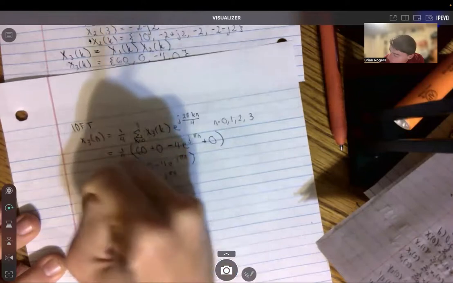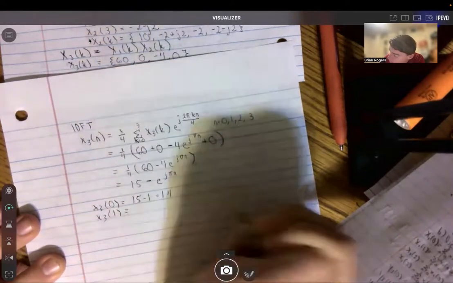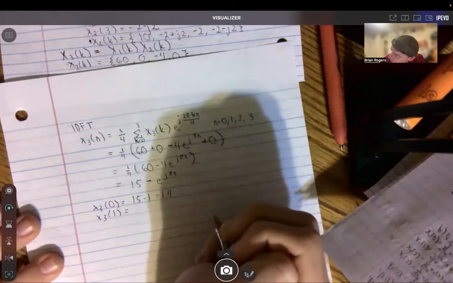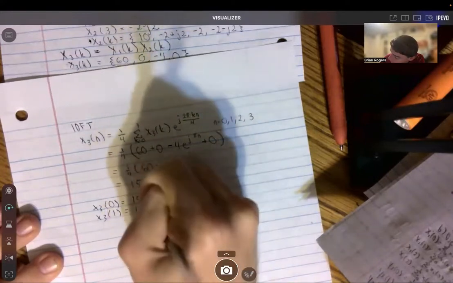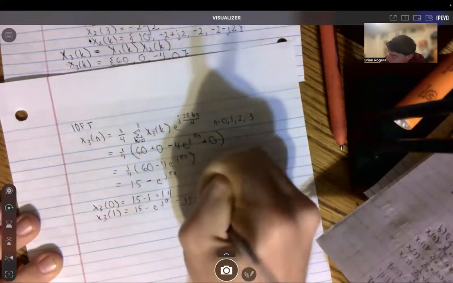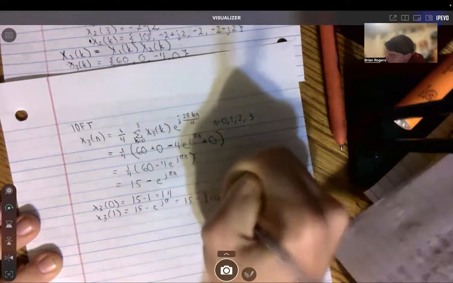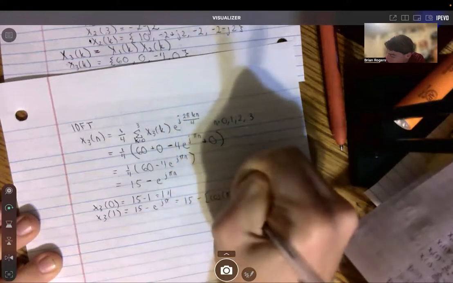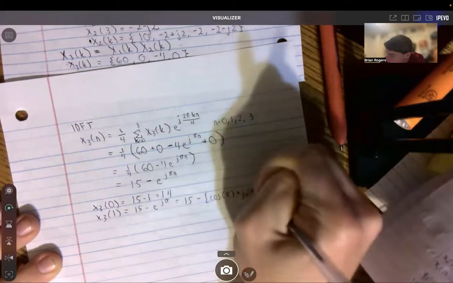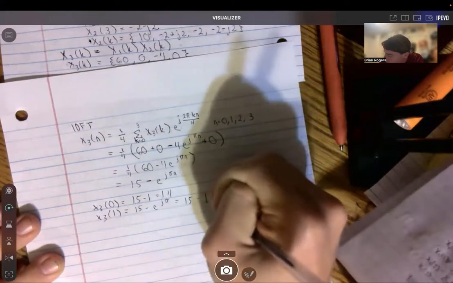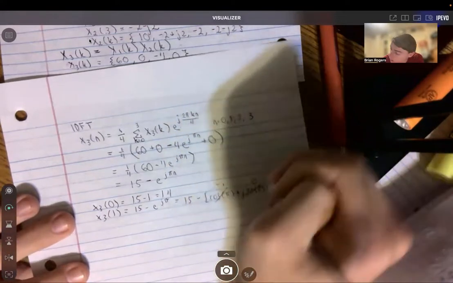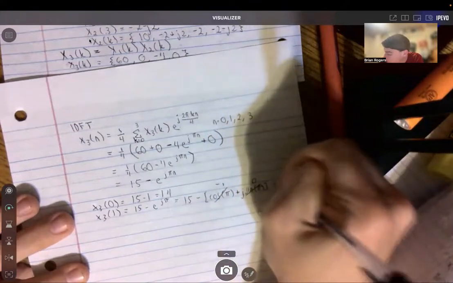Then you're going to have x3 of 1, which is plugging in 1 here. You're going to get 15 minus e to the j pi, which you can write as 15 minus, isn't this cosine of pi plus j sine of pi? This term will go to 0, where this term will be -1. And so 15 minus a -1 will be +1, so it would be 16.